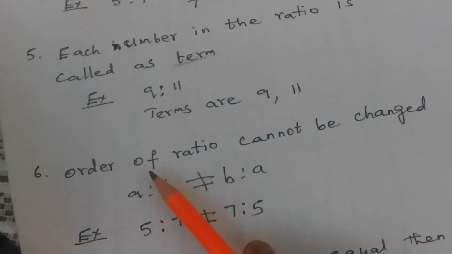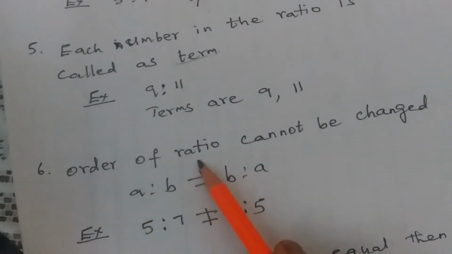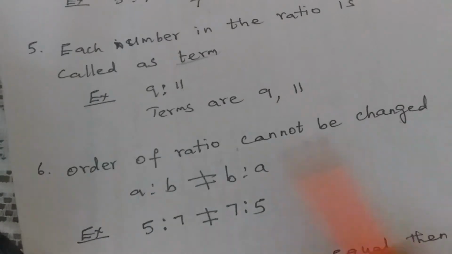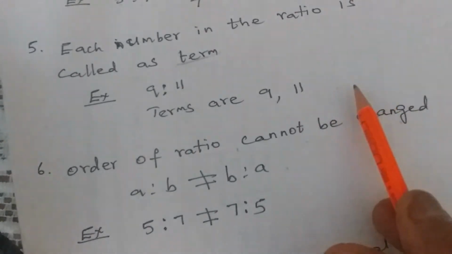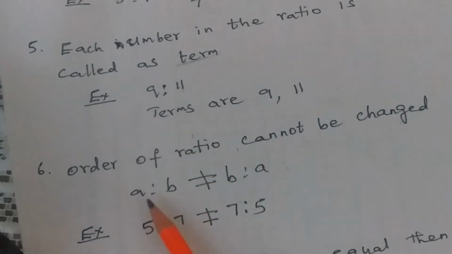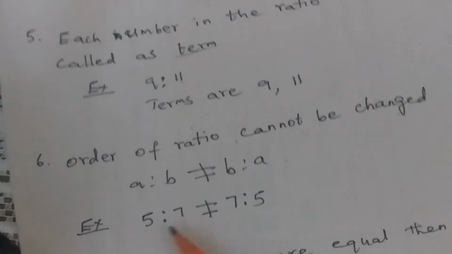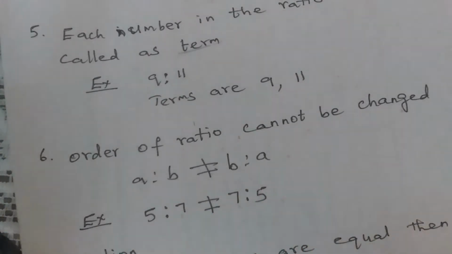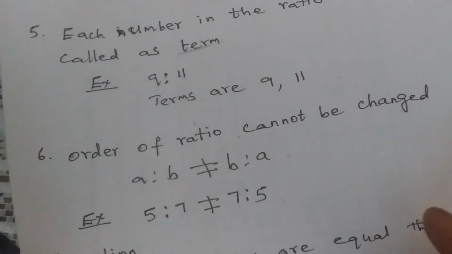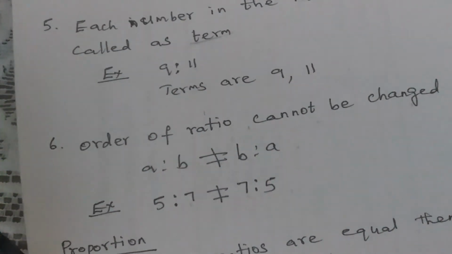Then, as we learnt earlier, the order of a ratio cannot be changed. That is, A:B is not equal to B:A. The ratio of pens to pencils is different from pencils to pens, so we cannot change the order. 5:7, you cannot write it as 7:5. The first number is first only, the second number has to be written second only. If you change the order, then the value of the ratio changes. So this is all about ratios.